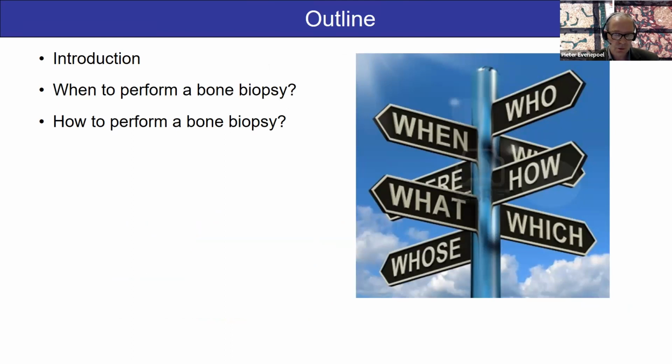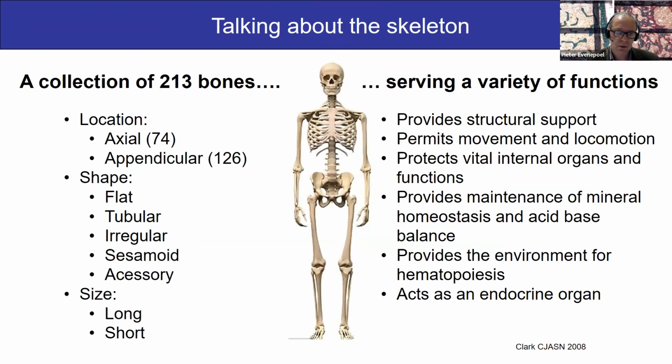So starting with a short introduction and talking about the skeleton, we should know that a skeleton is a collection of about 213 bones of all shapes and sizes and serving a variety of functions. Most importantly, it provides structural support, but also it permits movement and locomotion. It protects vital internal organs and functions. It provides maintenance of mineral homeostasis and acid-base balance. It provides the environment for hematopoiesis, and also it acts as an endocrine organ. So the skeleton is much more than just supporting the structures. It's much more than that.